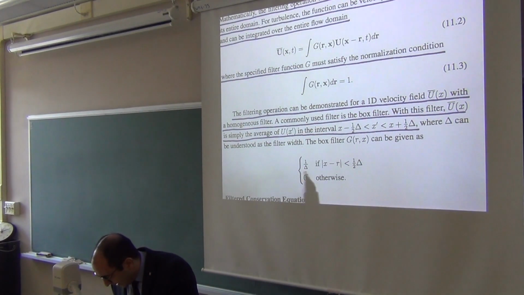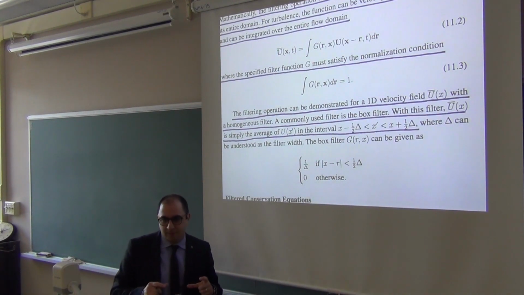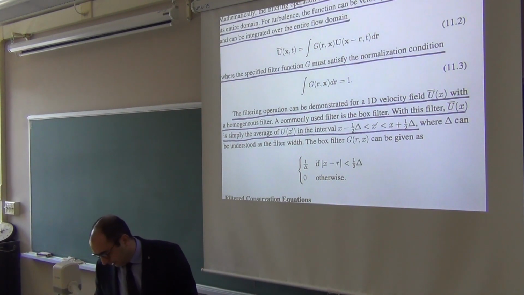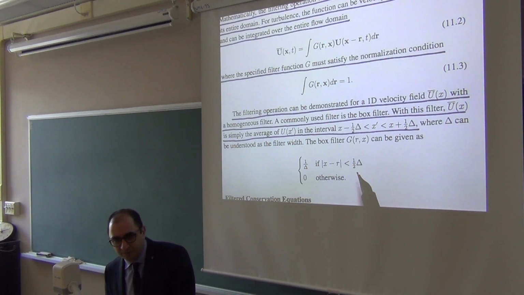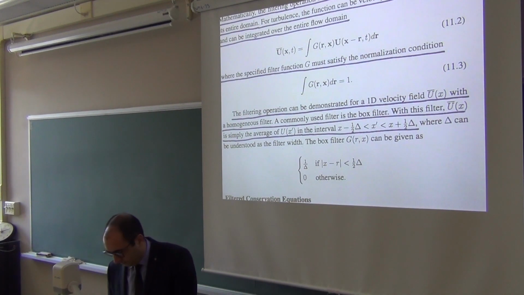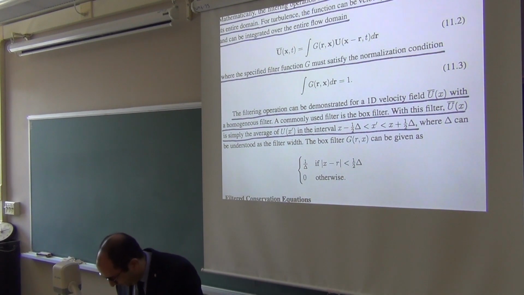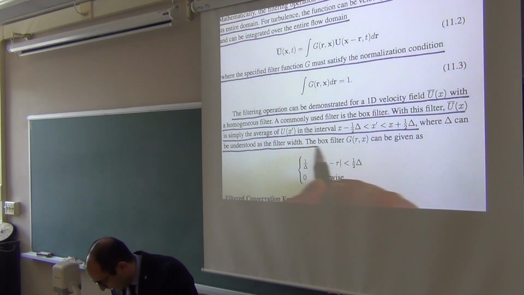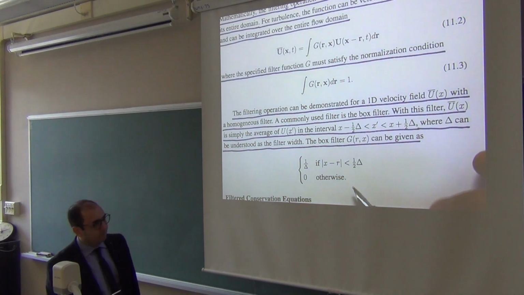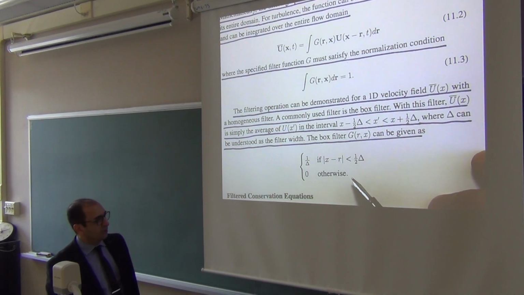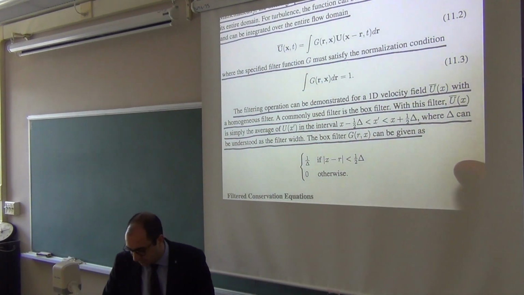You just take the average of the function in that box and move on. So if you're in the vicinity of the filter, let's say within 1/2 of the width of the filter from the center, you just take the average. Otherwise, 0. Okay? So that's a very simple filter, the box filter, that you can apply. And large-eddy simulations do it. They assume that the velocity is filtered over some space.